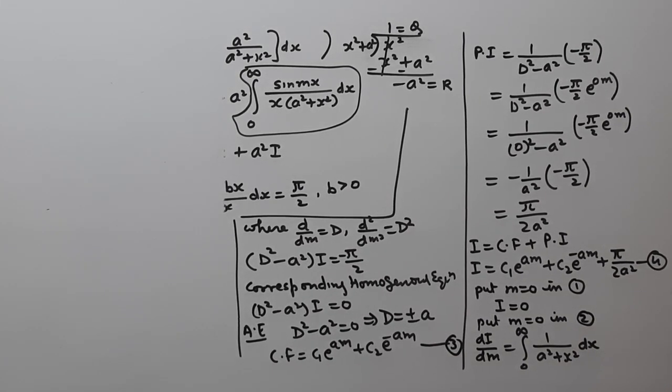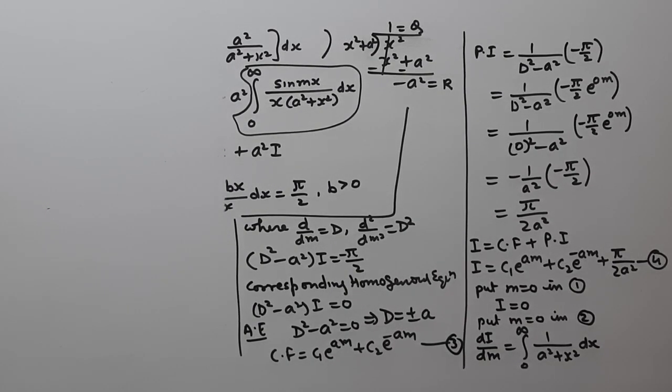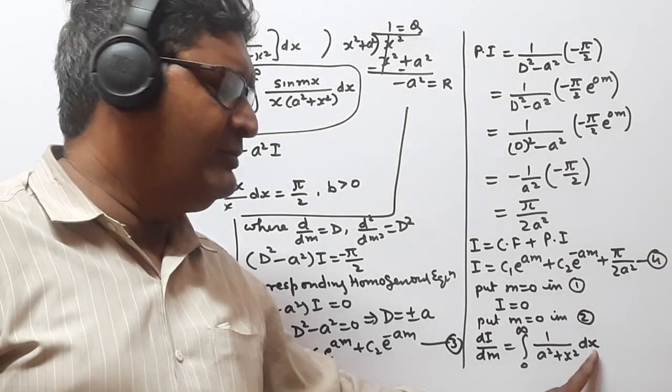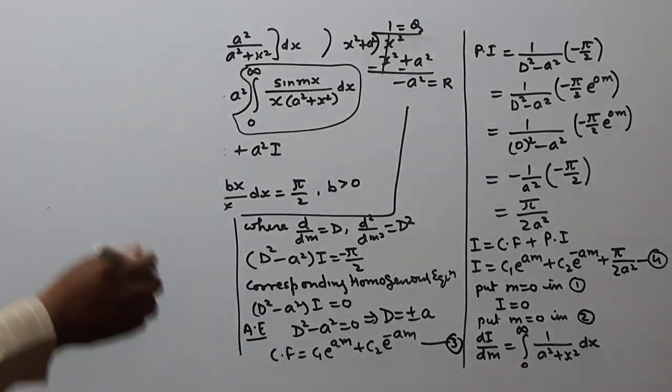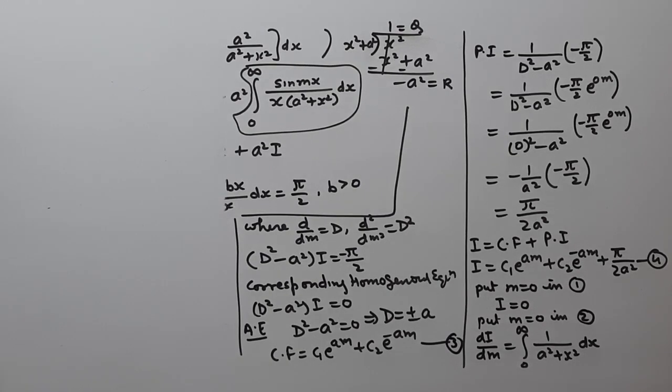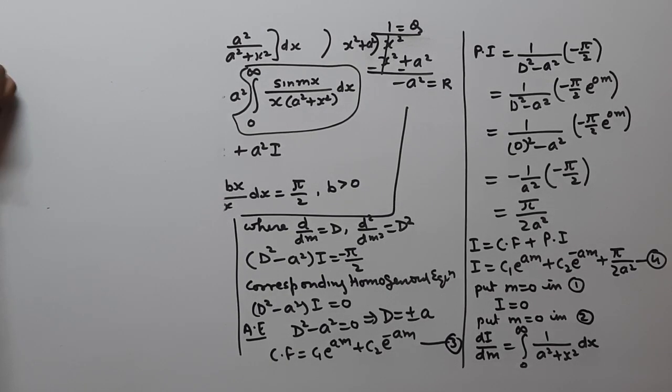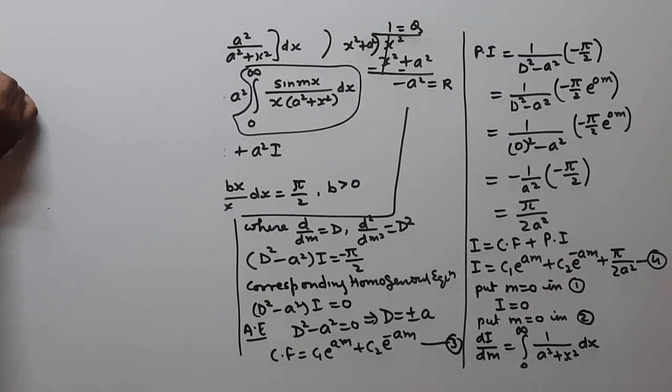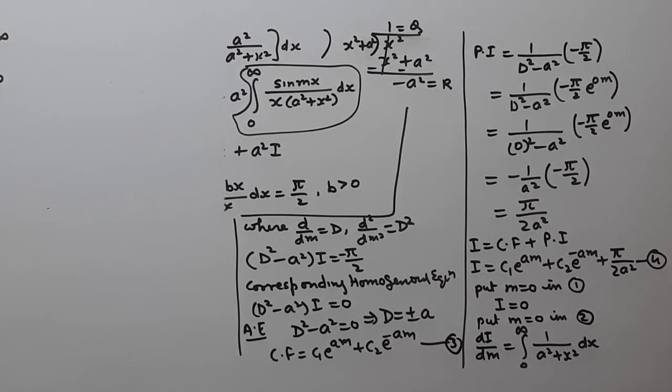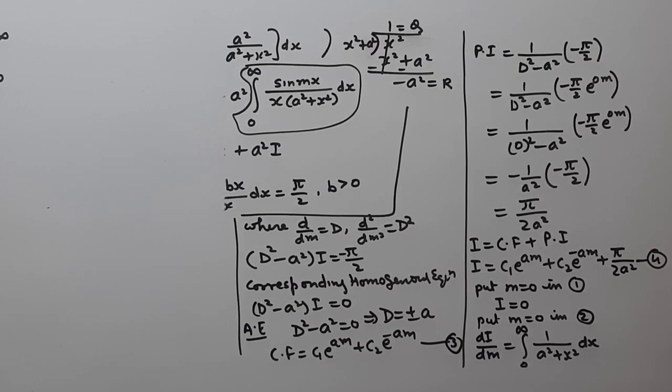Now we find this dI by dm. Here we integrate 1 upon a square plus x square with respect to x. We know that the integral of 1 upon a square plus x square is equal to 1 upon a tan inverse x upon a.